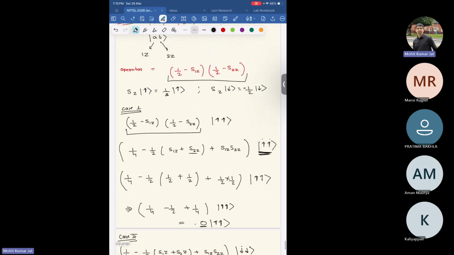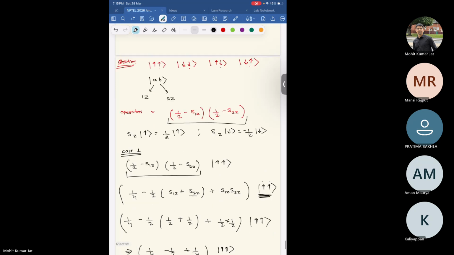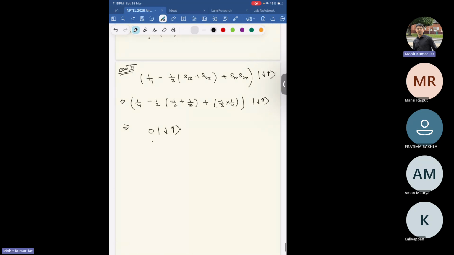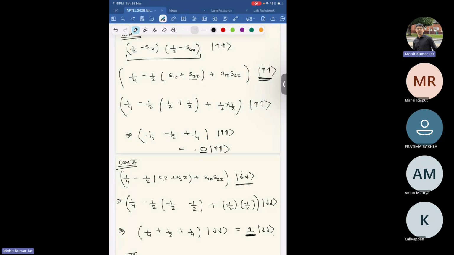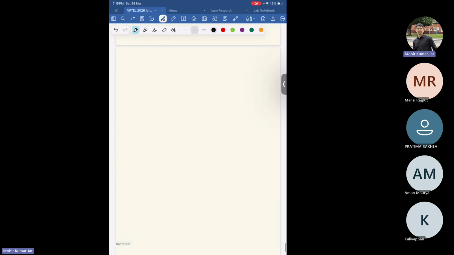That's how you calculate what the value will be if an operator operates on a state. That's how you estimate the eigenvalues of it. If this is clear, and if any doubt is there, you can ask in the comment section. If not, then I will move on to the next question. So I'll draw a figure. Meanwhile, if you have any doubt, you can ask in the comment section.